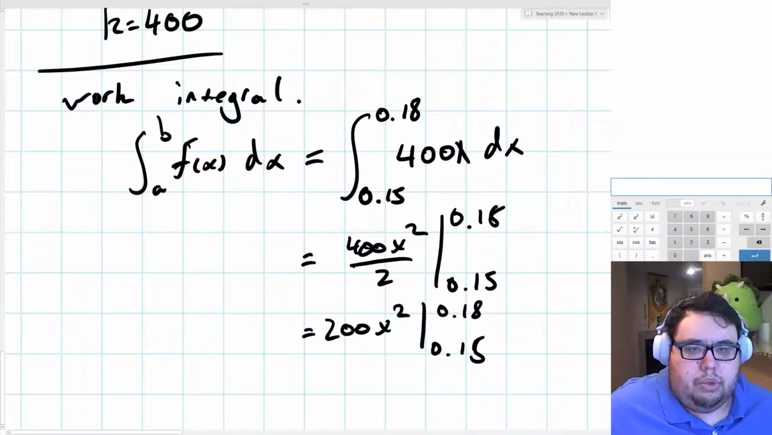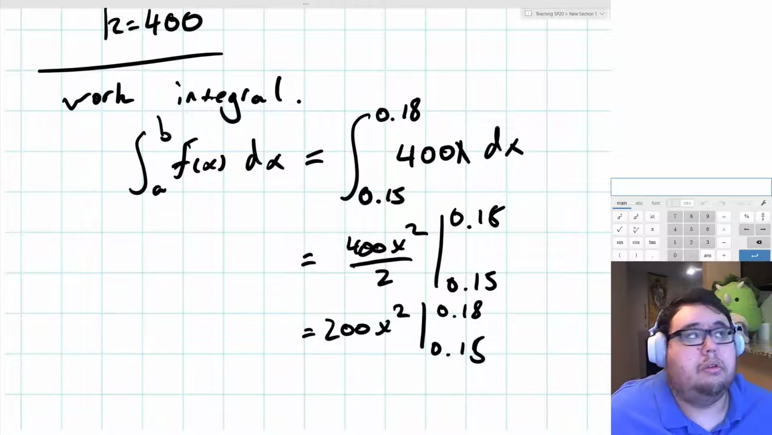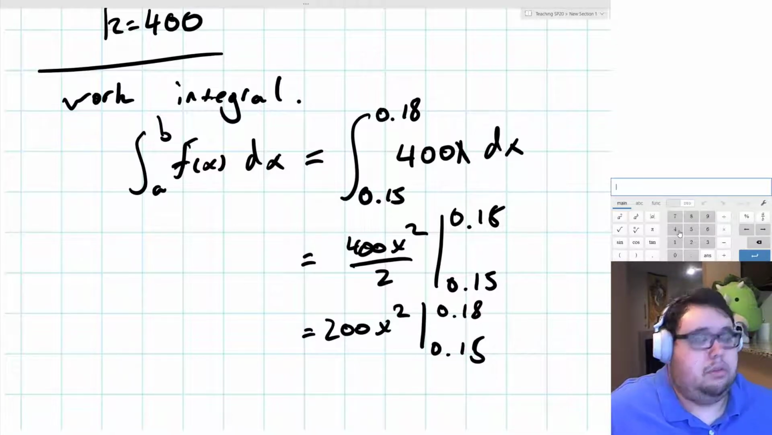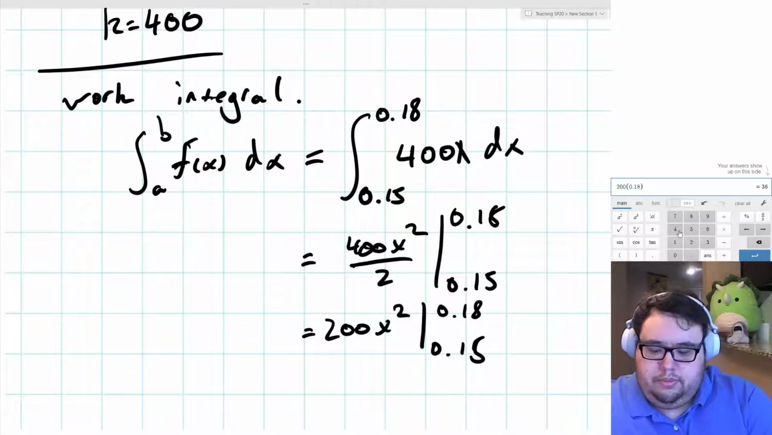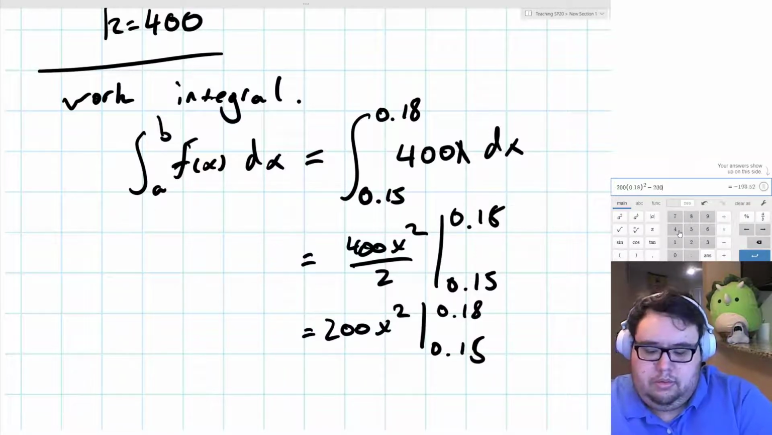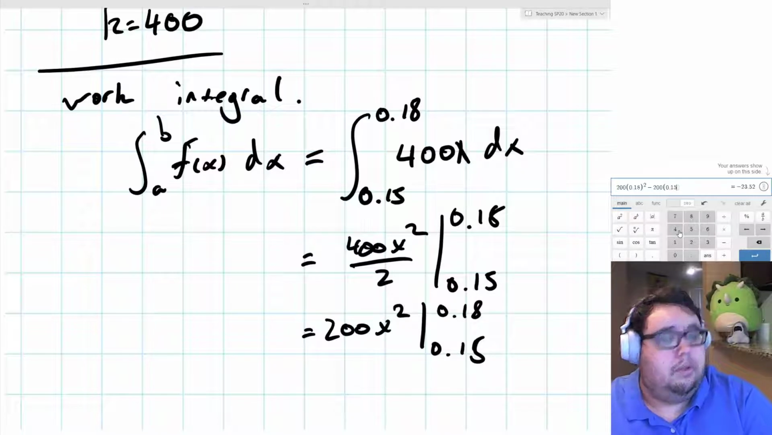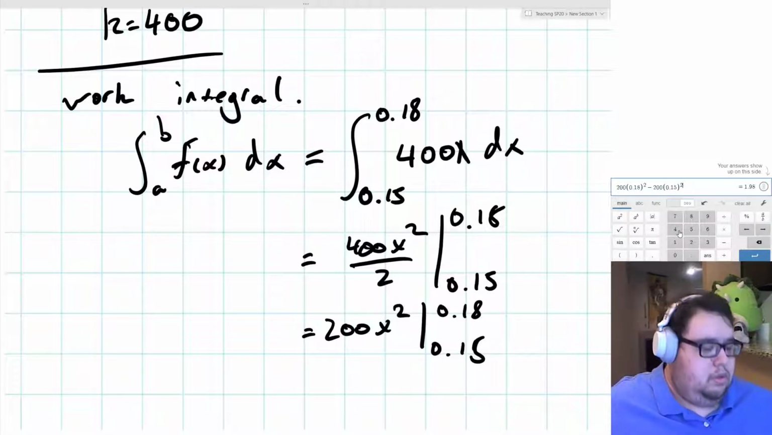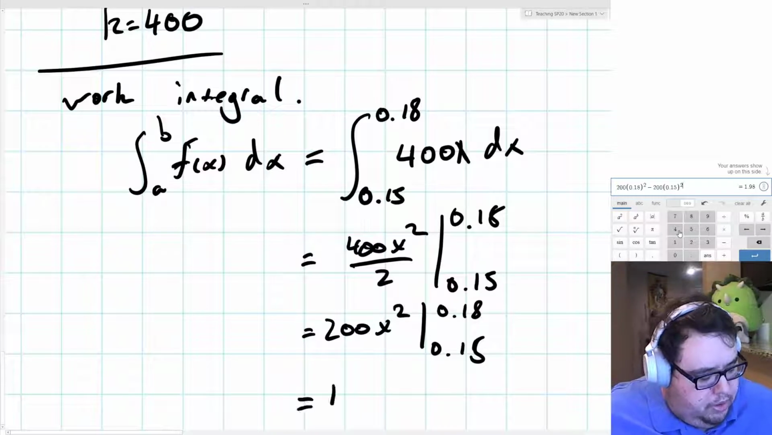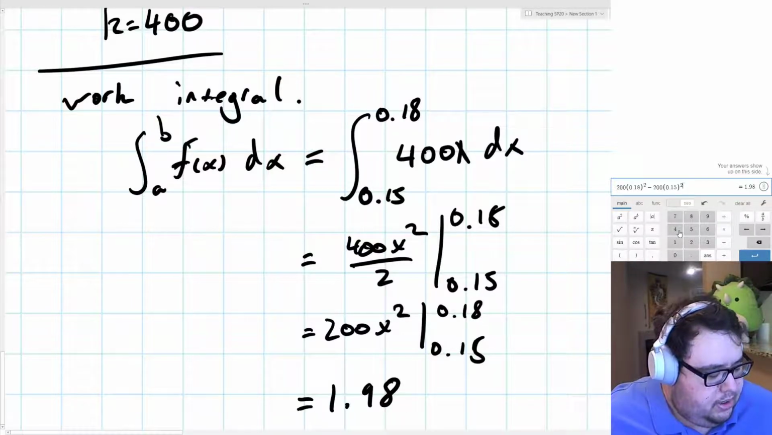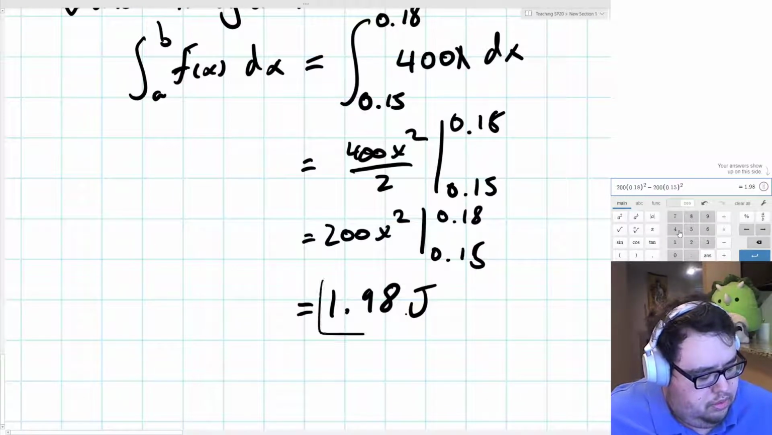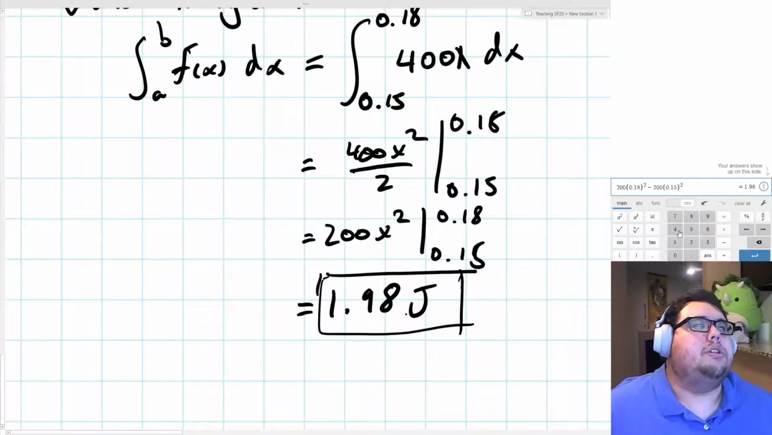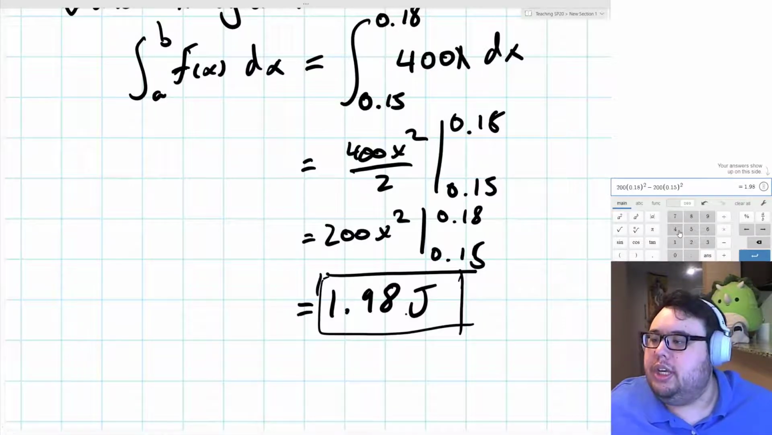And when we do that, we end up with our answer of 1.98. And the unit for force is joules. Same as energy. Or the unit for force. Sorry, I said the unit for force. The unit for work is joules.